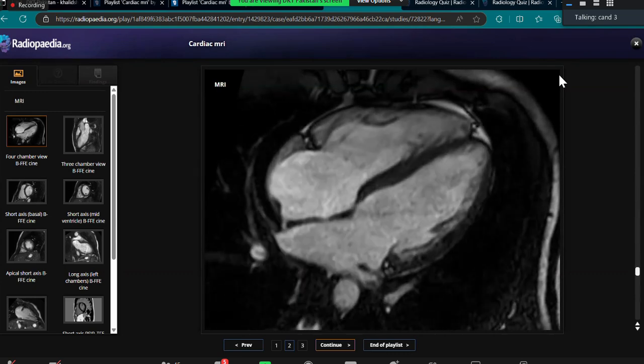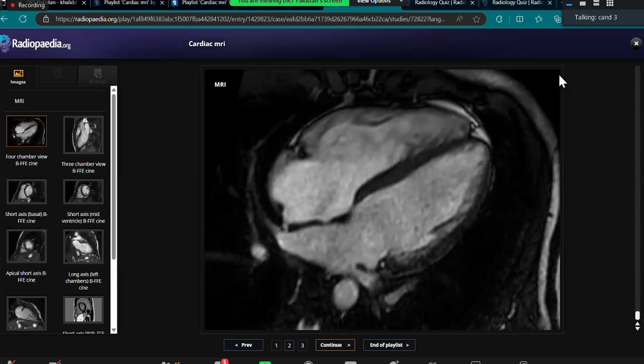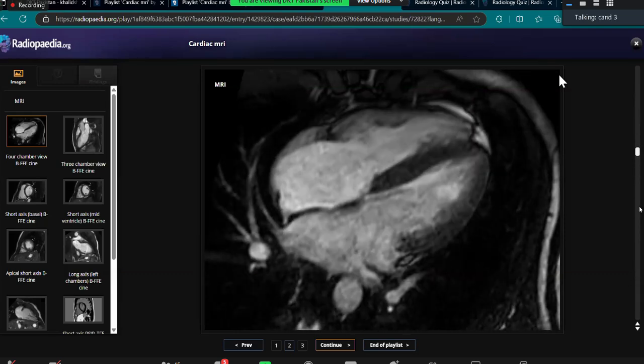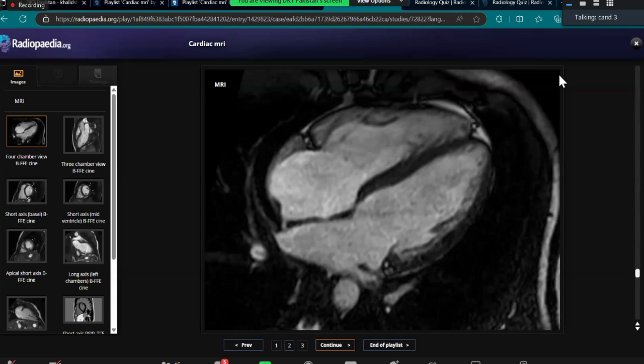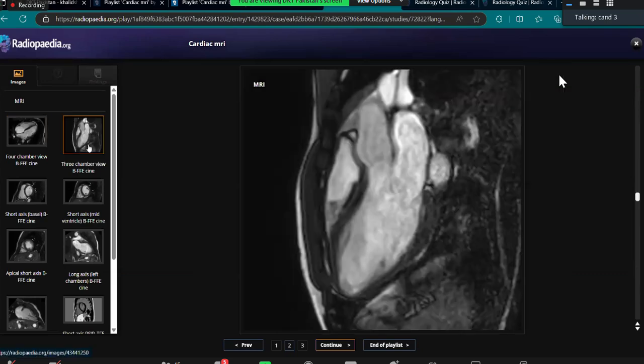However, there is no bowing towards the left ventricle. And there is also slight enlargement of the right atrium. Looking at the aorta, I cannot see it, so I will further check the rest of the images.